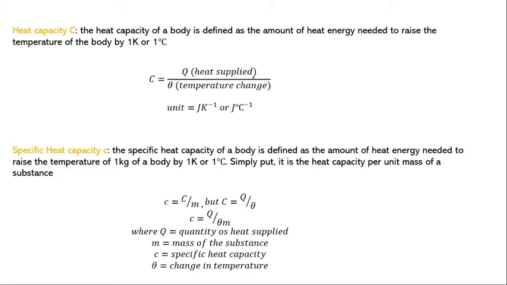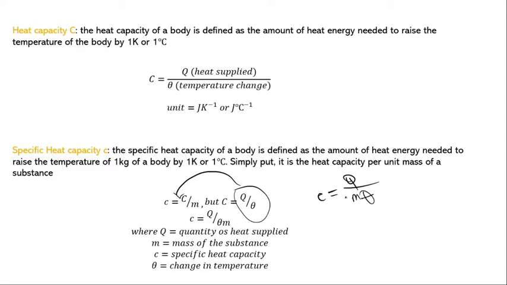But from heat capacity, we know that heat capacity is the heat on the change in temperature. So if we substitute this in place of the C we have over here, we get our specific heat capacity, which is small c, to be equal to our heat energy on the product of mass and change in temperature, as given over here.